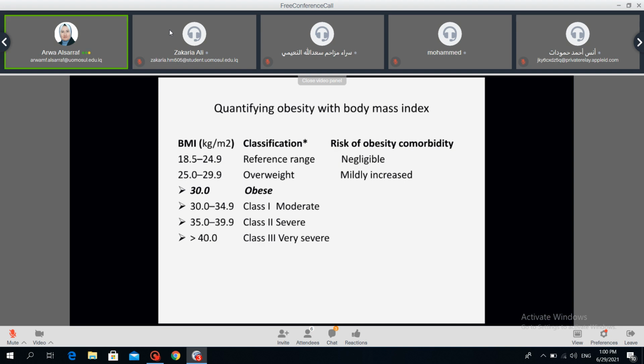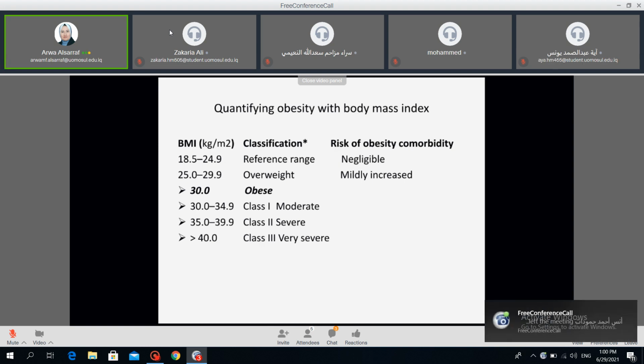When the body weight starts to increase to 25 and above kilogram per meter square, then we enter the overweight range. And here, the risk of comorbidity of obesity will start to increase. فمن 25 إلى حد 29.9 يعتبر overweight. من يصل 30 دخل بالobesity. So any 30 kilogram per meter square of body mass index indicates obesity. And here, the risk of comorbidity will start to increase.